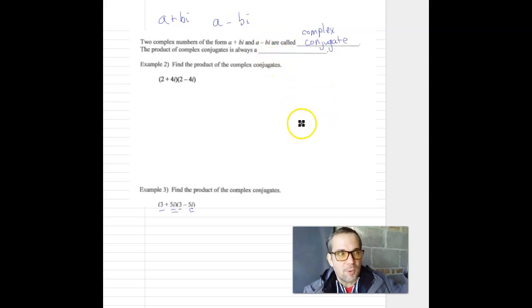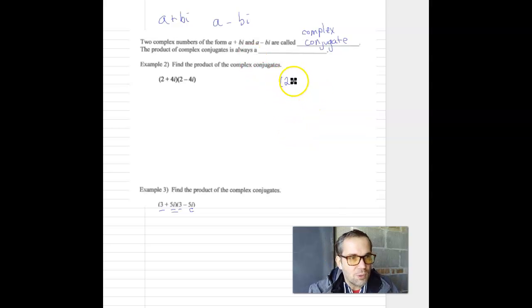Let's do this like we did the previous example, where we treat it the same way I would treat the problem 2 plus 4x and 2 minus 4x. I really have to practice writing 4s with this pad. They always end up looking like 9s.